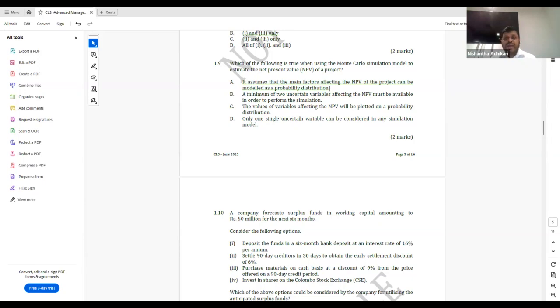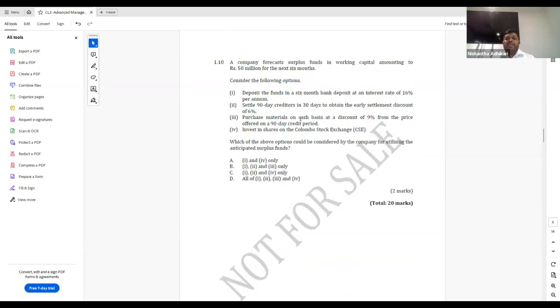Final question. In this question, you will be asked about a company forecasting surplus funds in working capital. This is related to working capital management. A company forecasts surplus funds in working capital amounting to 50 million for the next 6 months. Consider the following options. Deposit the funds in a 6 month bank deposit at an interest rate of 16 percent per annum. Right, that can be done. You can earn some interest out of the idle fund.